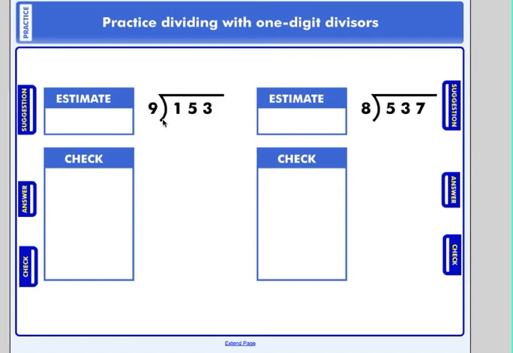So my estimate is 20. I'm in the tens. Now, they suggest that you think 180 divided by 9. That's fine too. It's just another way to do it.